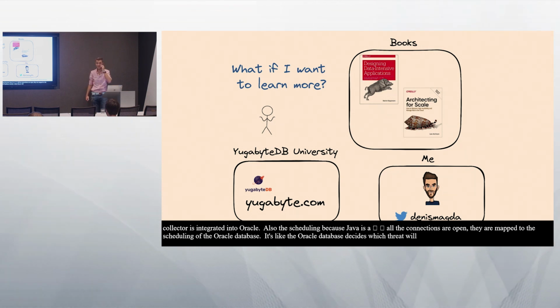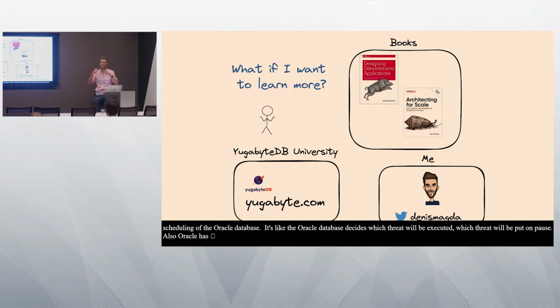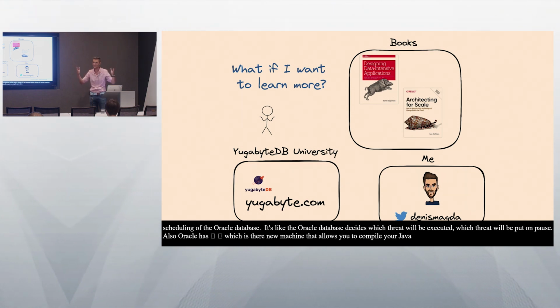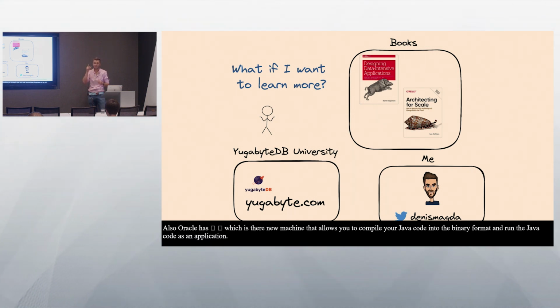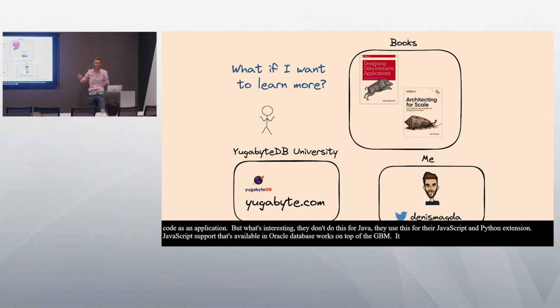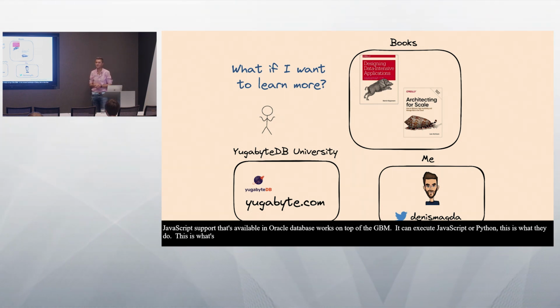Also, Oracle has GraalVM, which is their new virtual machine that allows you to compile your Java code into the binary format and run this Java code as a C application. But what's interesting, they don't use this for Java. They use GraalVM for their JavaScript and Python extension. The JavaScript support available in Oracle Autonomous Database works on top of the GraalVM JVM, because that GraalVM JVM can execute JavaScript or Python, etc. This is what they do, and Oracle still improves this direction.